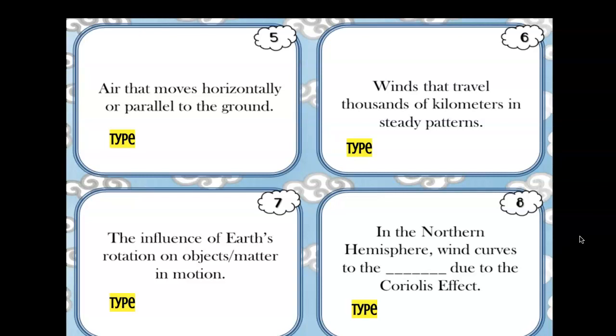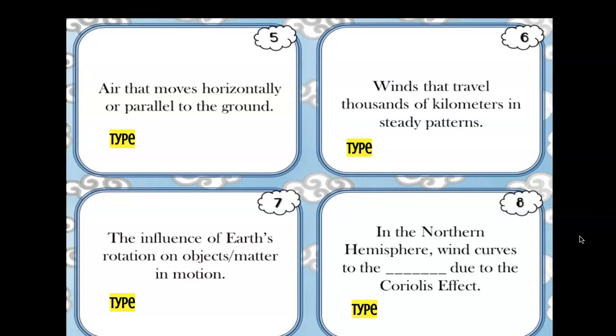Number 7, the influence of Earth's rotation on objects or matter in motion. When we went over your notes, we talked to you about how Earth is a sphere and it rotates on its axis. And because of this motion and this rotation, our winds blow side to side or left to right. They blow in a curved manner. Well, the whole idea is that this happens because of something we call the Coriolis effect. So the Coriolis effect is what makes our winds curve because of Earth's rotation. It also is what's responsible for your ocean current movement as well.